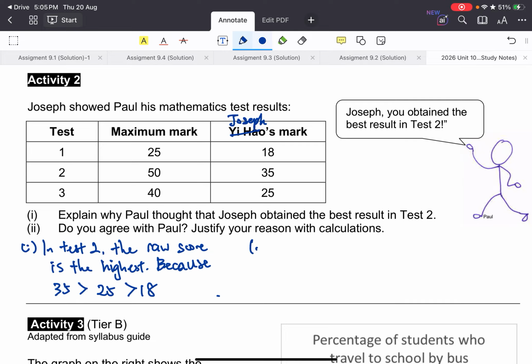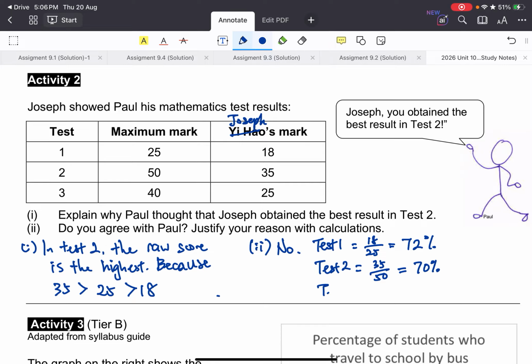So part 2, do you agree with Paul? No, right? So instead, what we should do is calculate the percentage. So test 1, what's actually happening is we have 18 over 25, and this is actually 72%. Test 2 is 35 over 50. So if you work this out, this is 70%.